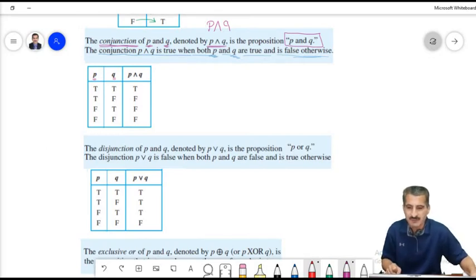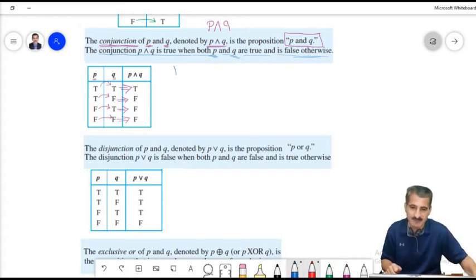So true and true will give us true. True and false will give us false. False and true will give us false. False and false will give us false. Let's see examples to make this clear.